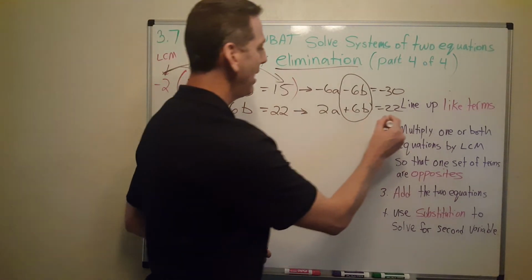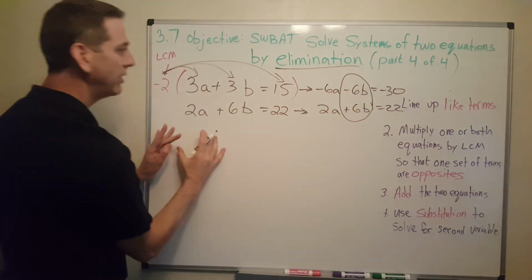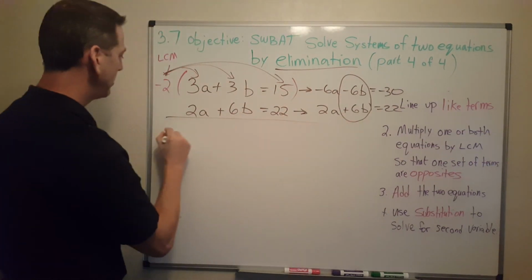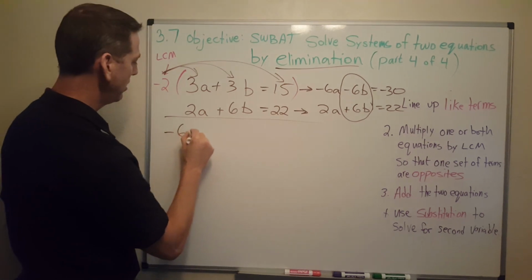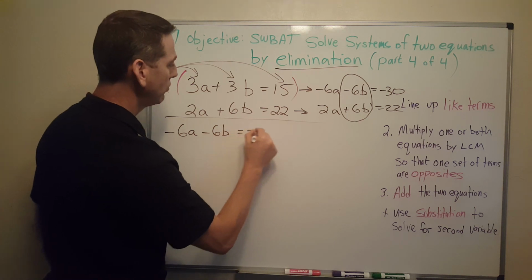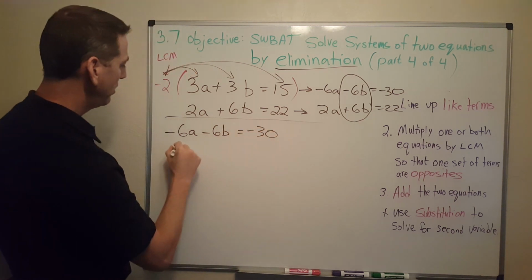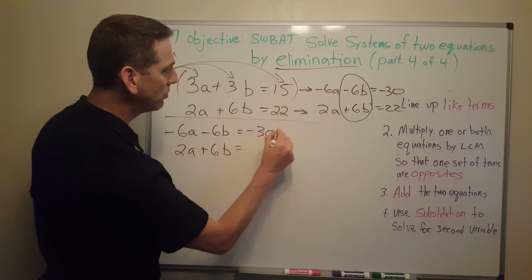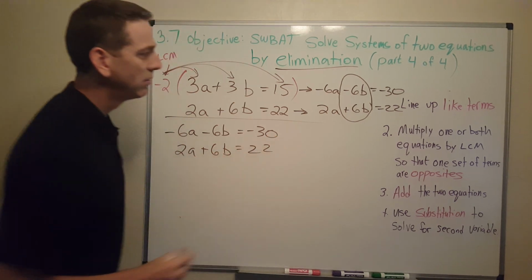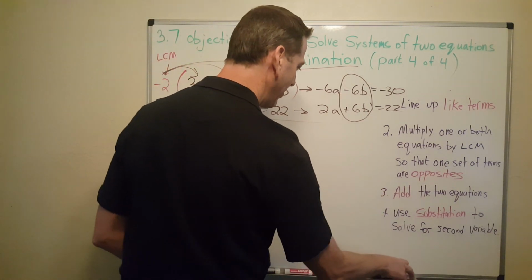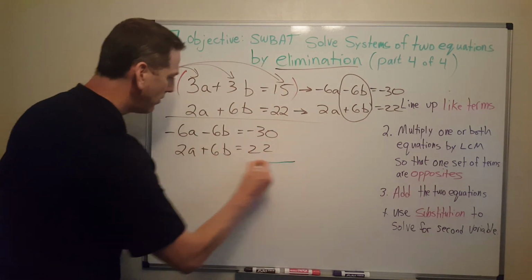Okay, so let's go ahead and add these up. You know what I'm going to do? I'm going to move this over here because I'm kind of crowded over there. So let's move this down here. -6a minus 6b equals -30. And then 2a plus 6b equals 22. All right? Okay, now I'm going to do step 3, which is add these guys up. Let's add them up.